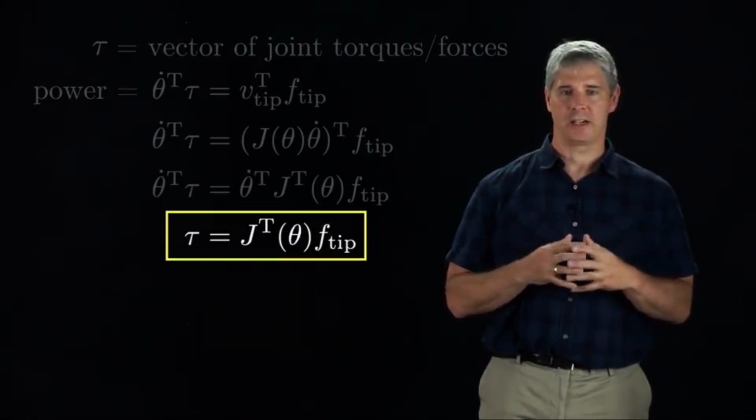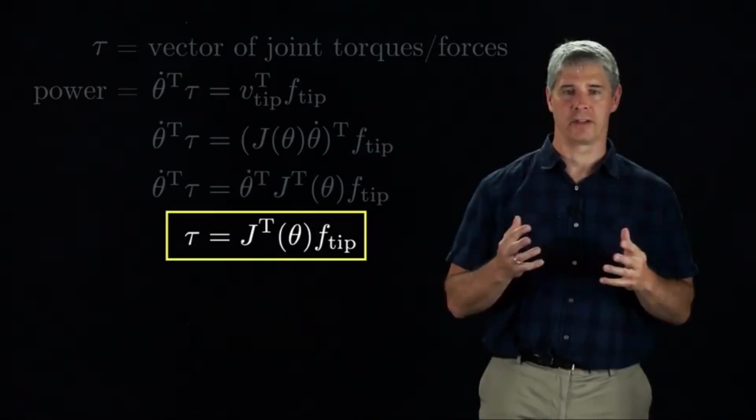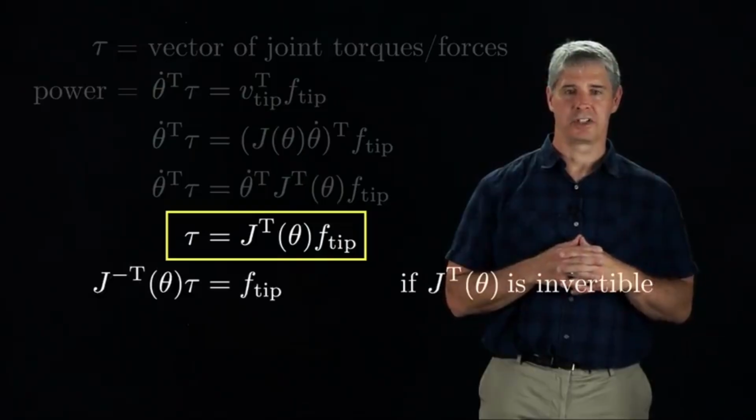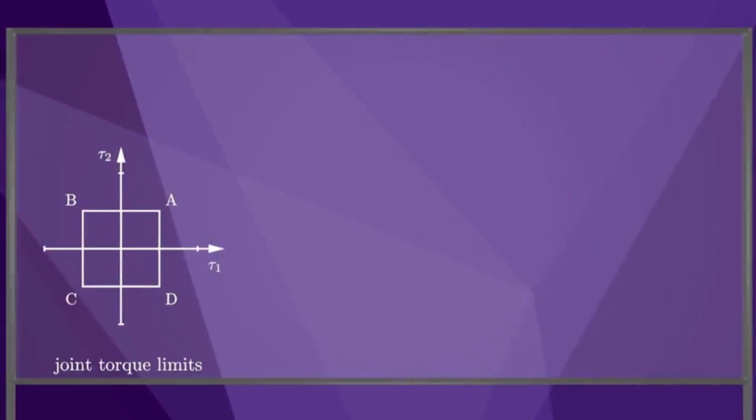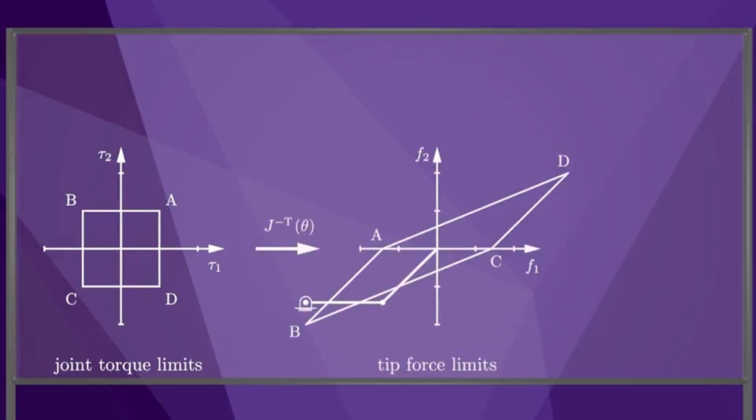In the case that J transpose is invertible, we also have the relationship F tip equals J transpose inverse times tau. Assuming J transpose is invertible, we can map joint torque limits to tip force limits using the inverse of the Jacobian transpose, similar to how we map joint velocity limits to tip velocity limits.